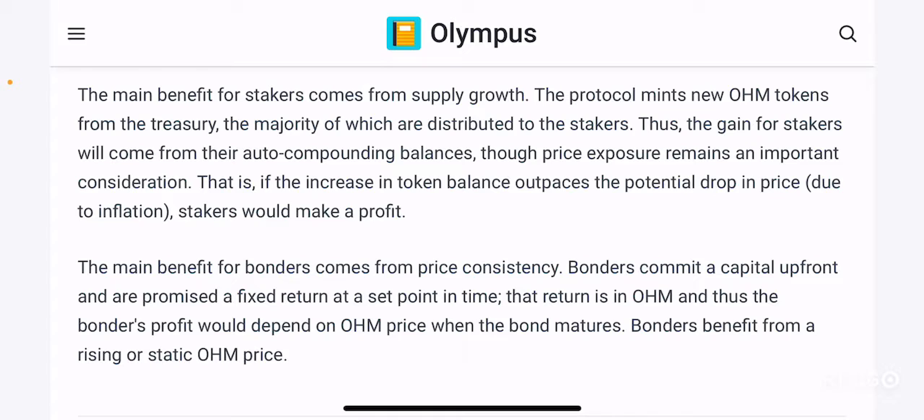Thus, the gain for stakers will come from their auto compounding balances through price exposure, though price exposure remains an important consideration. So again, if you are staking, you will be able to avail your auto compounding benefit by staking, which means whatever rewards you're getting will be automatically staked to give you even more rewards and so on and so forth, right? So it's kind of like an auto compounding cycle which will ensure that not only tokens are not dumped in the market automatically, but are also providing incentives for people to keep their tokens staked, right? So that's the main thing here.